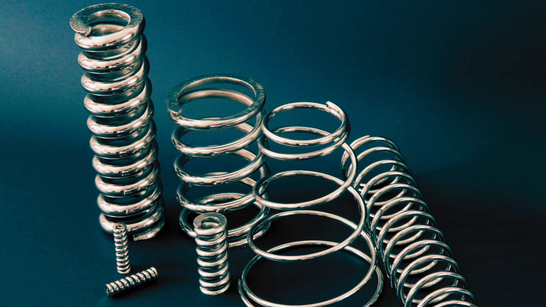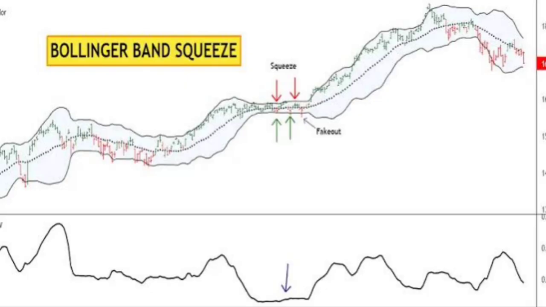Think of the Bollinger Bands like a spring. When they squeeze together, it means volatility is at a multi-period low. The market is consolidating, taking a breather. But this quiet period doesn't last forever. This squeeze represents a period of equilibrium between buyers and sellers, but it's an unstable equilibrium. It's building up energy for its next significant move.